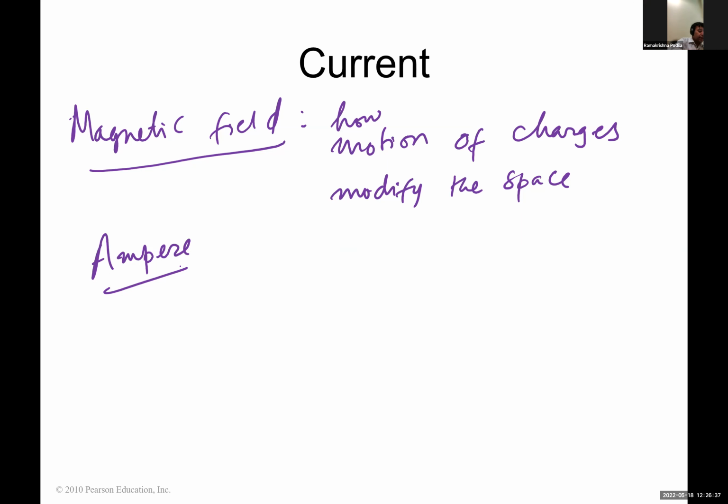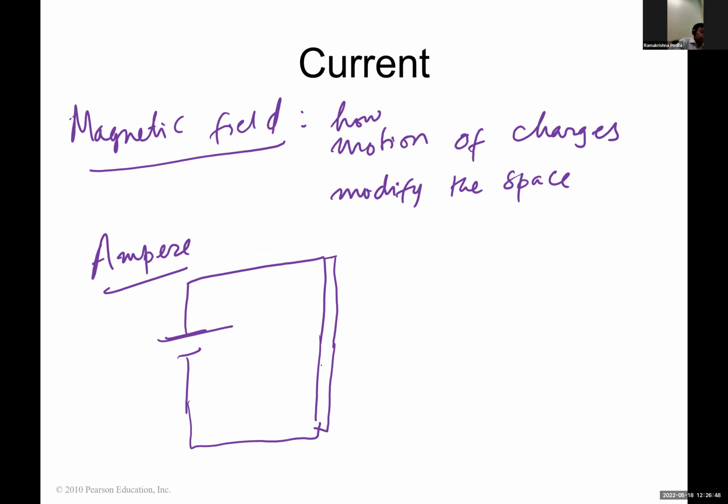Okay, so the experiment that he did was two different ones. You take a battery, right? And then you connect it to a large wire like this, okay? This is a current carrying wire. So this is just a wire.